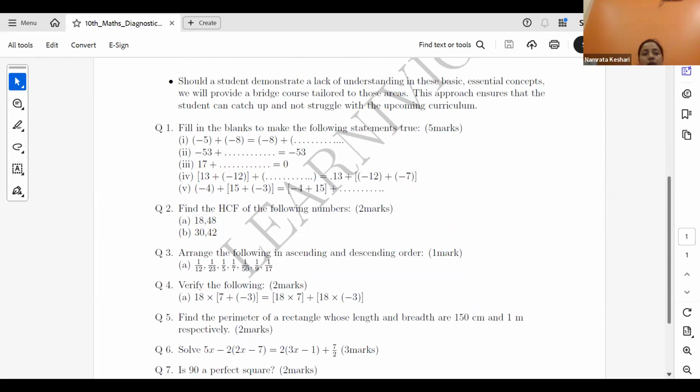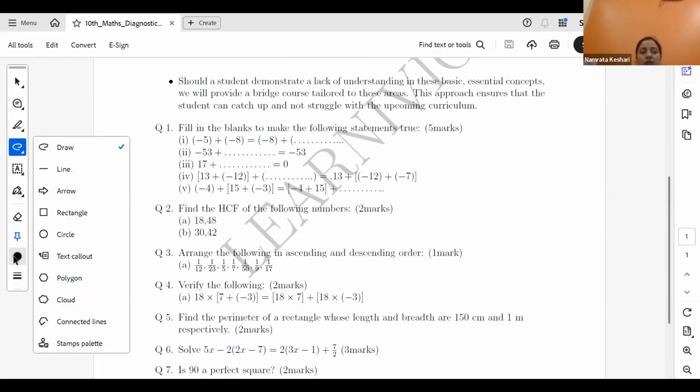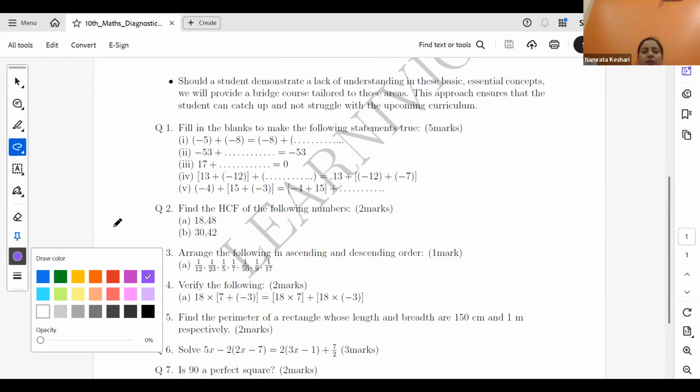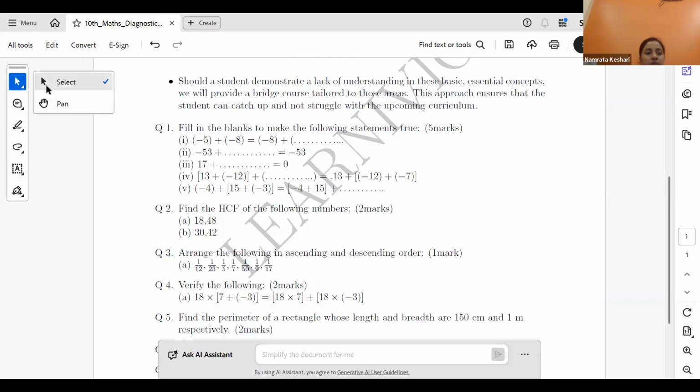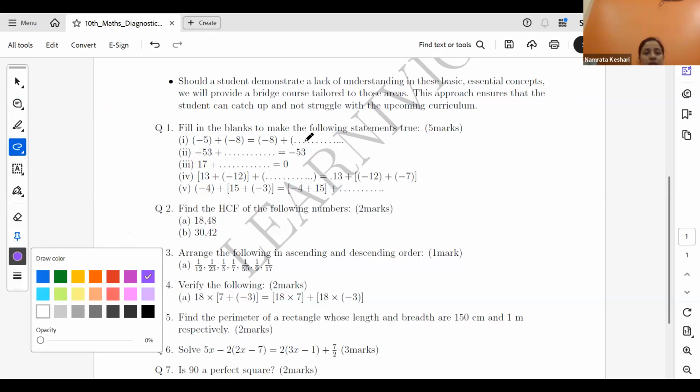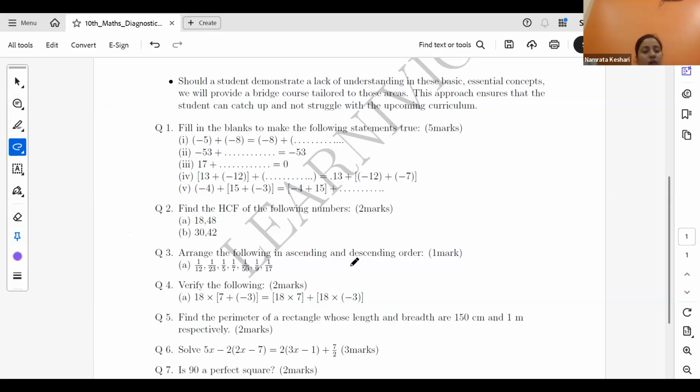Yes, ma'am. Okay, you have to solve these questions and tell me the answers directly. The first one, you don't even need pen and paper, you will directly be able to understand what will be in the fill in the blanks. First one is minus 8 plus minus 5. Yeah, you tell me, I'm noting down over here. Yeah, next one.